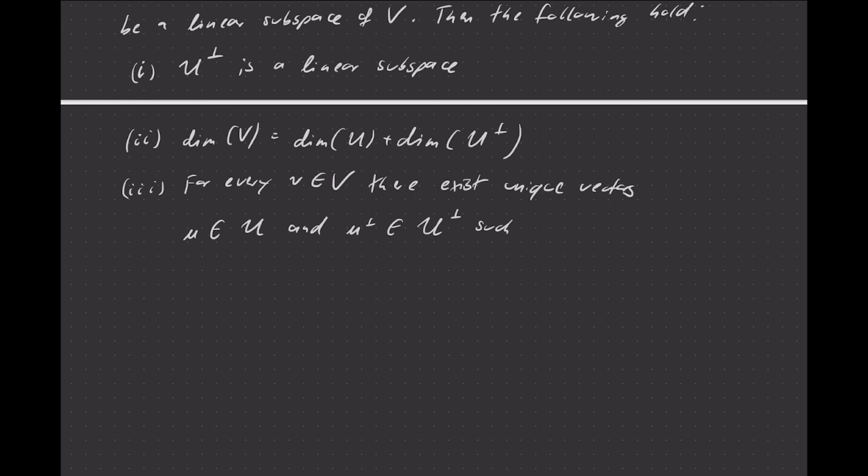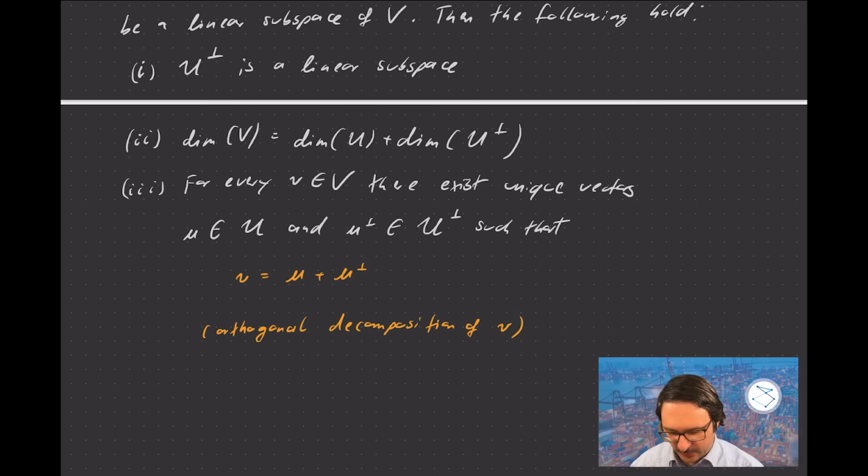And those are the properties such that V can be written as the sum of U and U ortho. So it can be decomposed into a part in U and a part orthogonal to U. And this is called the orthogonal decomposition of V. It's something that we frequently use in engineering, for example.